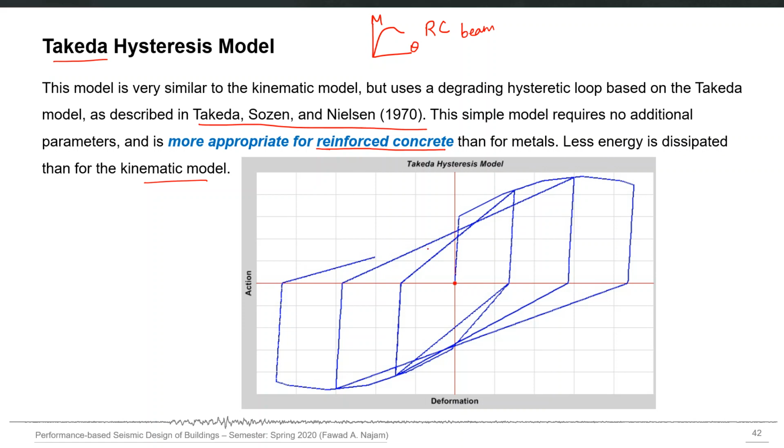So in this short amount of time, I will not explain these details, but this model also accounts for the stiffness degradation, and it has certain unloading, reloading rules which are more suitable for reinforced concrete elements than for metals. So please check this reference if you want to see what those unloading, reloading rules are, and how the stiffness is modified with each loop of the loading and unloading. But once you select this model, there is no additional parameter which you have to give. All the loading unloading rules are already built into the Takeda model.